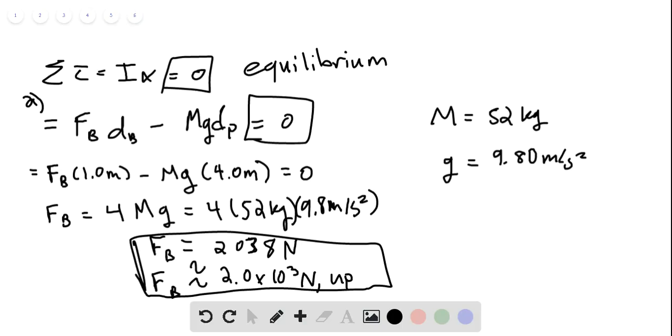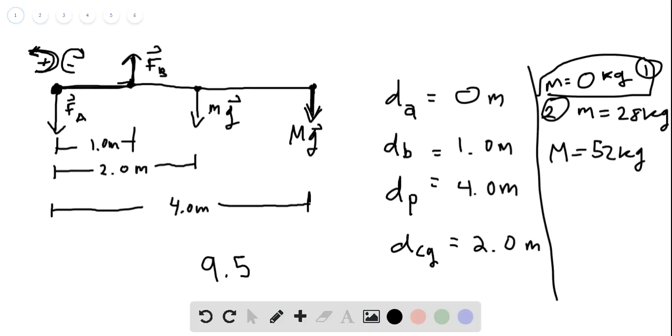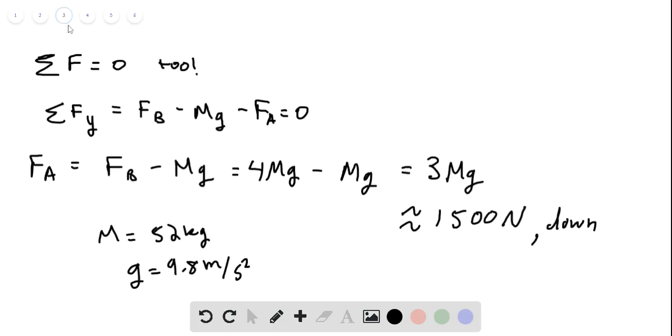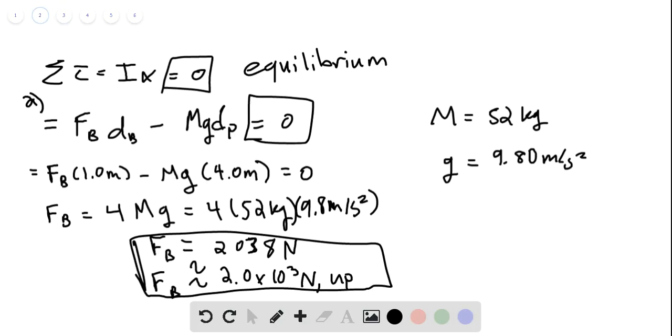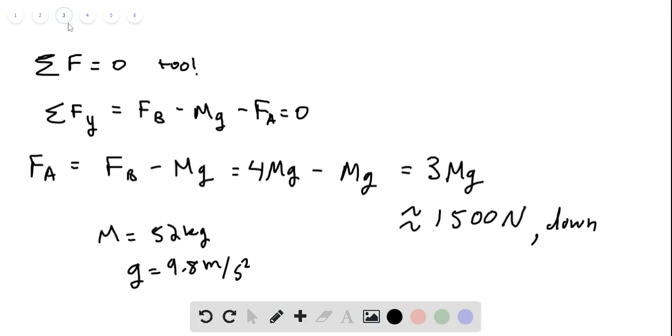So we already know the direction of it. We just found the number here, really. But if we go back to our picture, we find out the number, it's 2,000, and we'd already know it points upwards. So we can just say that FB is 2,000 newtons pointed upward. But to be exact, it's 2,038.